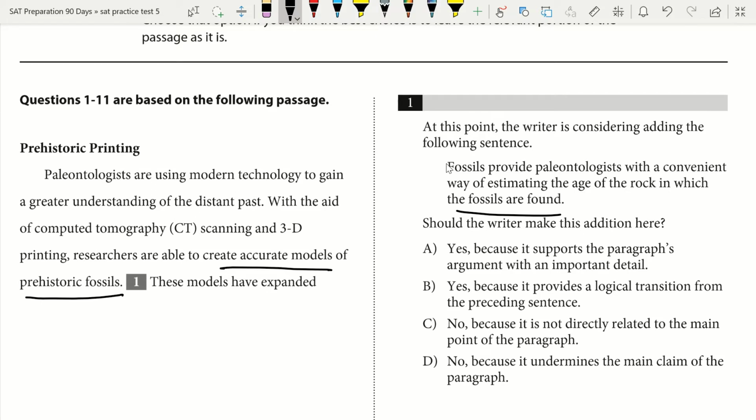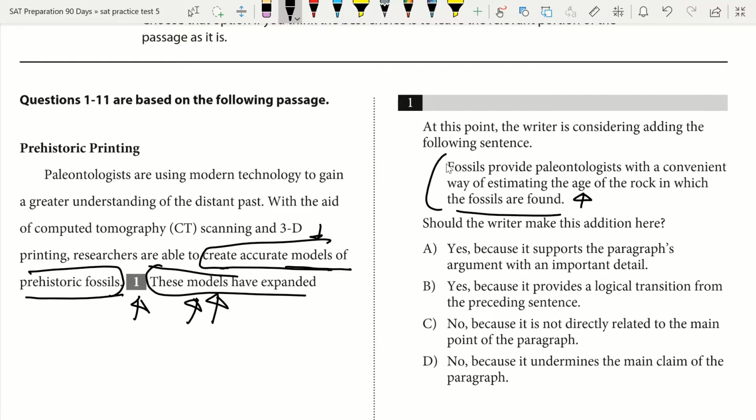Now, whenever I'm asked if I should add a sentence, I always want to know what comes before and what comes after it. What came before was talking about creating accurate models of prehistoric fossils. What comes after is these models. So I just talked about models, now I'm talking about them again, and I don't talk about models in this sentence here. I don't want to split up that discussion of those models with this detail that's not really related to the main point of this paragraph.